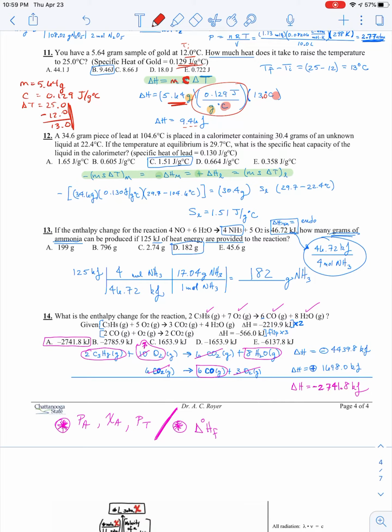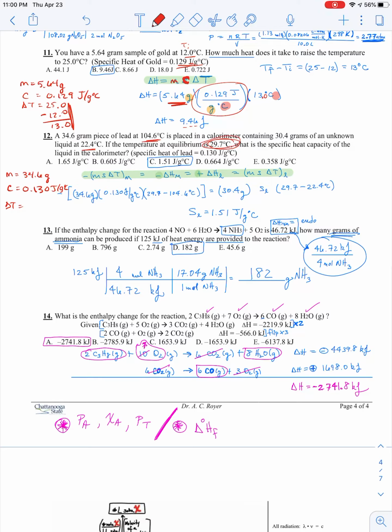All right, so next problem. Again, I'm making the list on the side. So we have lead. It's 34.6 grams. And the lead specific heat is 0.130 joules per gram degrees Celsius. And then the change of temperature, so the final temperature, let's see. This is initially its temperature, unknown liquid at 24. No, the liquid's temperature is that.